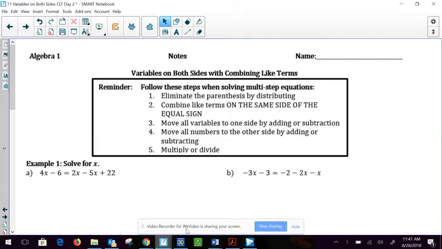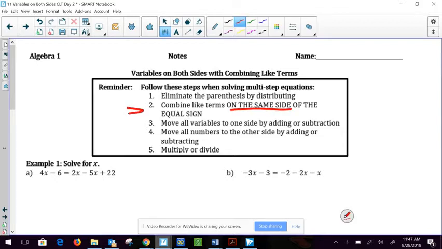Today we are going over how to solve equations when we have variables on both sides and combining like terms. As a reminder, we have the steps on the top of the notes to help walk you through it. The first thing that you're going to be worrying about is eliminating any parentheses. You'll notice in all the problems that we do today, there are no parentheses, so you don't need to worry about that step. Second, we're going to combine like terms on the same side of the equal sign.